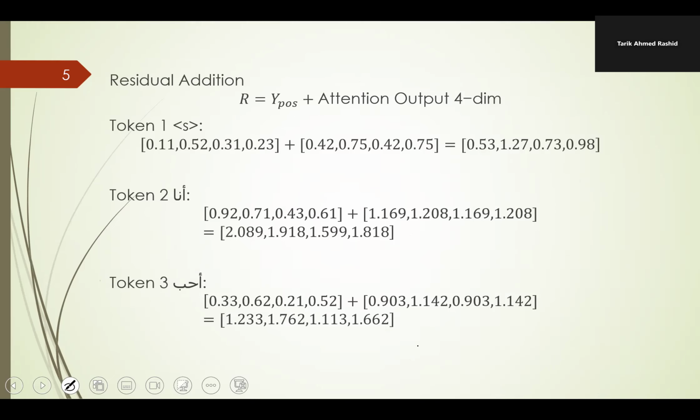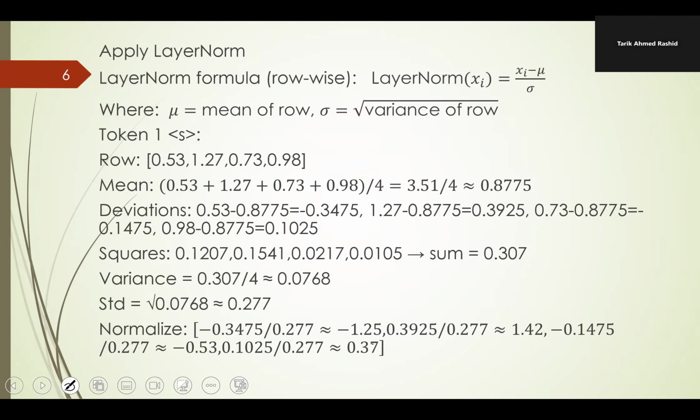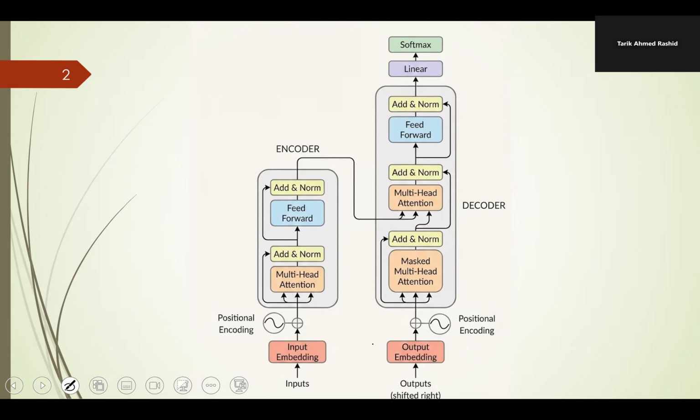Assuming I've done it for the first token, that is how I did it. This is the row for the first token, which is start, the second token is Anna, done, and the third token is done. Now there are two sub-processes in this yellow block. We did the add residual, and now we do normalization.